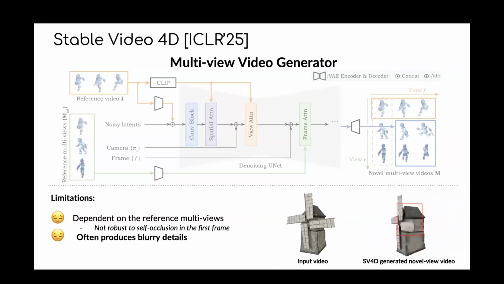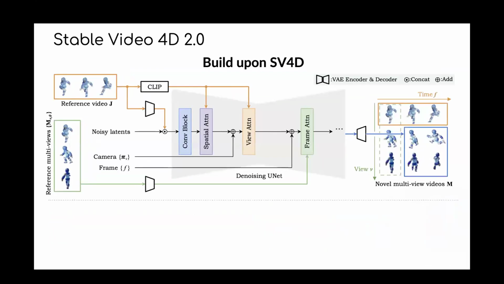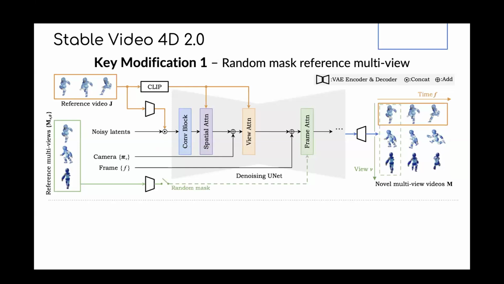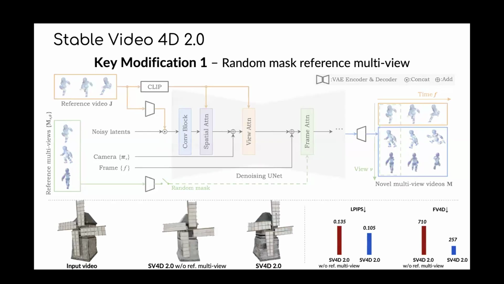So in Stable Video 4D 2.0, we propose several innovations on top of Stable Video 4D 1.0. Specifically, one key modification is that we add random masking on these reference multi-views, so that the model is not completely reliant on these reference multi-views. With this random masking, we find SV4D 2.0 is much more robust, resulting in much better results compared to the first version.